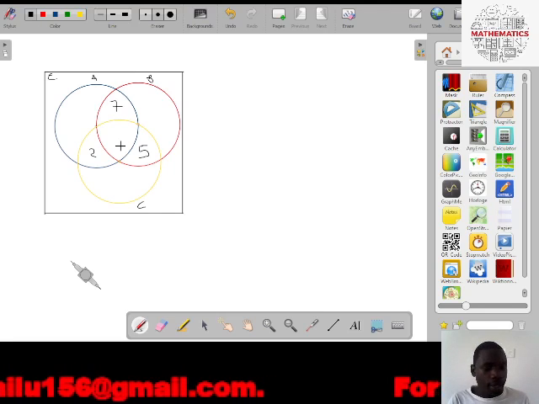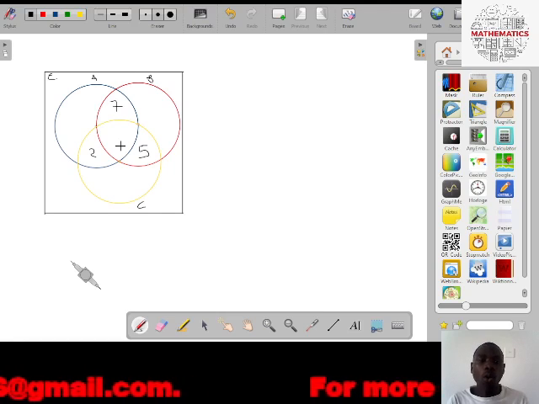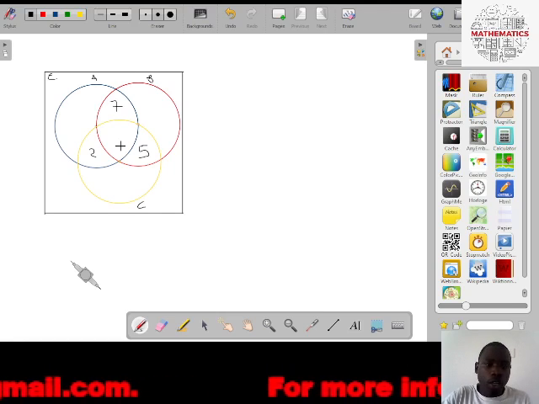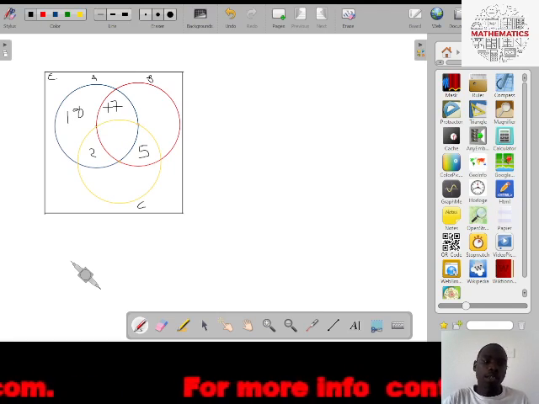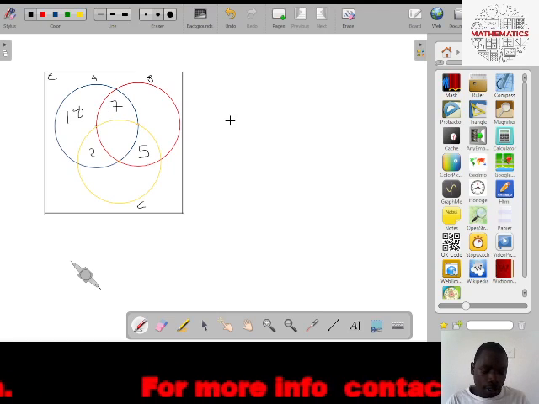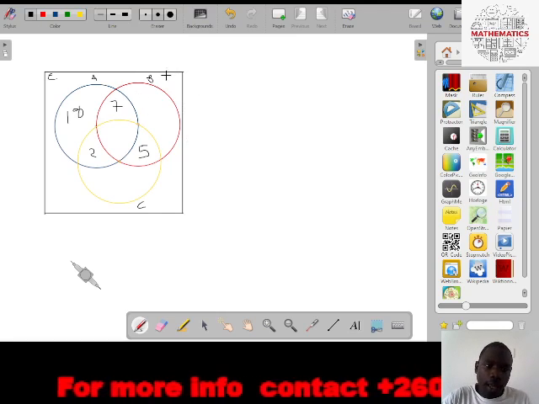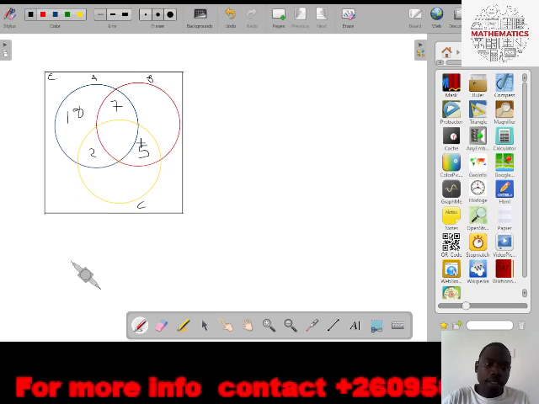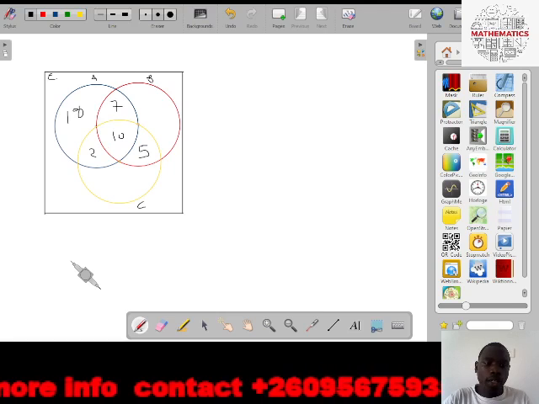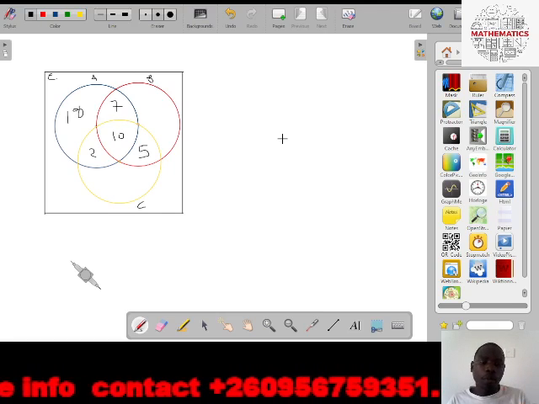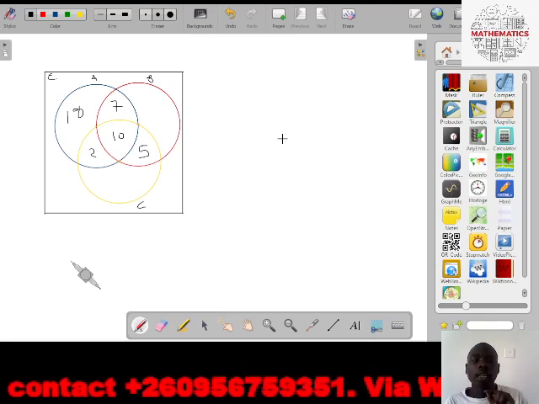So now here they're saying 18 supported team A only. So for team A only, 18 will be here. Okay, that is where our 18 will be. And then the last one says 10 supported all the 3 teams. So all the 3 teams, B, A and C, that 10 will be here because it took part in all the 3 teams. So by that, we have answered number 1, which says illustrate this information in a Venn diagram.